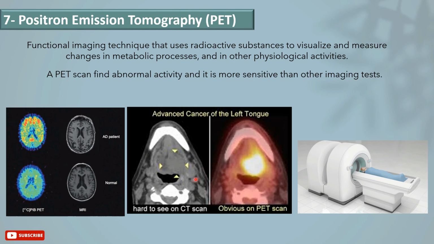Also here, a CT scan for the tongue and a PET scan that shows a shining yellow light on this area that indicates cancer in the left side of the tongue. It can be used for early diagnosis of malignancies and also to follow up the treatment.